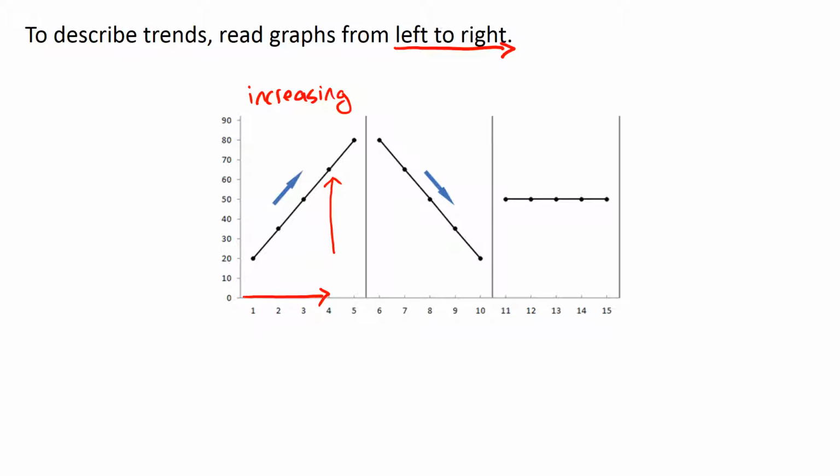Similarly, if we're looking at the next graph over, again reading from left to right, well, what's it doing? It's falling as we go from left to right. So we're going to call this a decreasing graph. Finally, the third is an example of what we call a constant graph. Because it's not going up or down, we say that it's constant because it's holding a constant y value as you read from left to right.